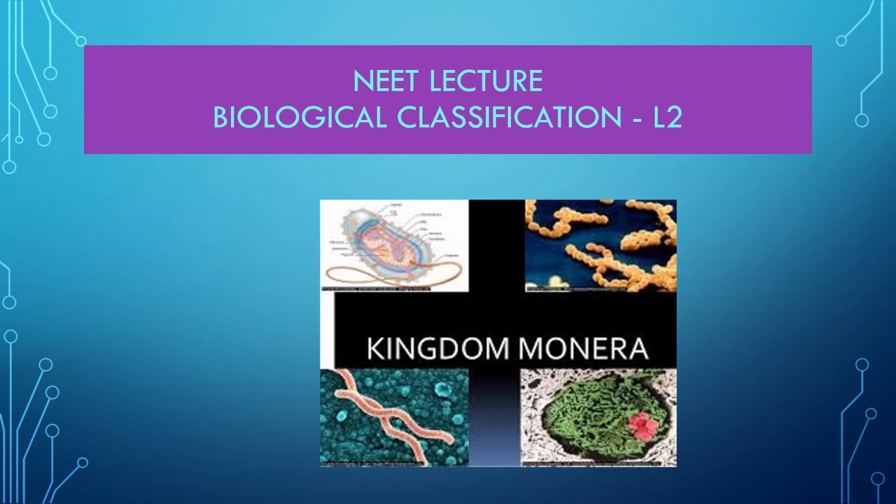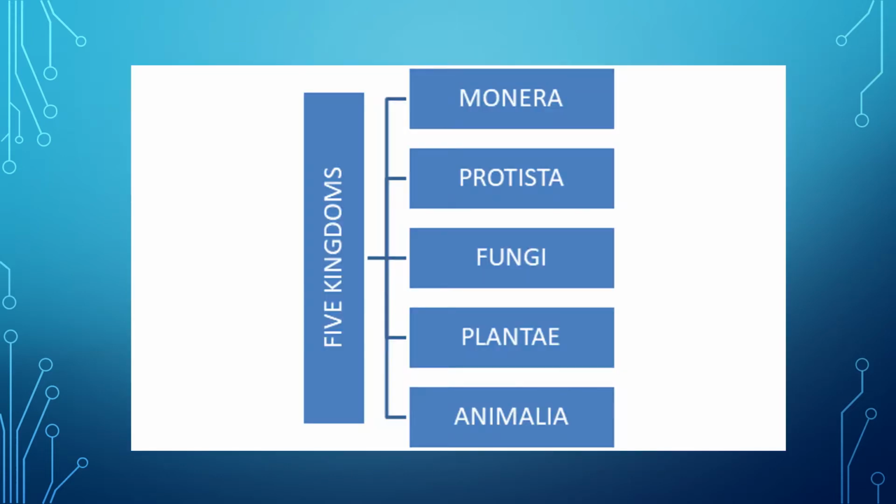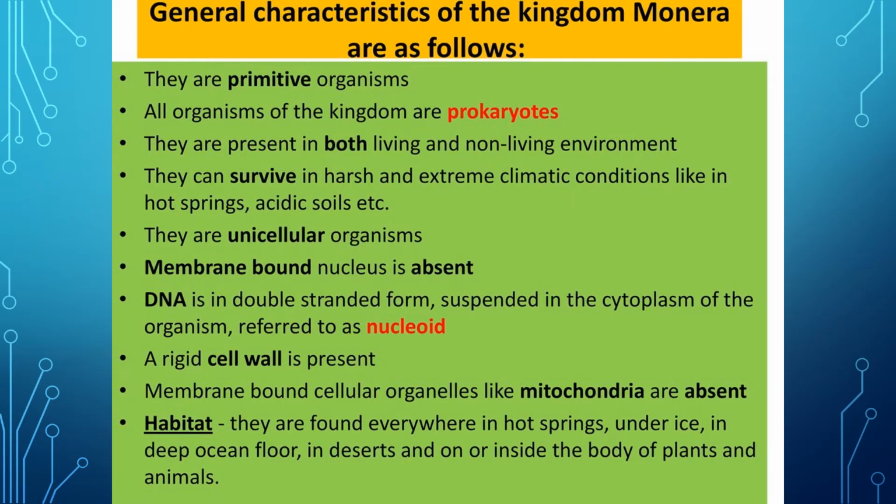Now, let's discuss R.H. Whittaker's five-kingdom system of classification. In that, we are going to discuss today about Kingdom Monera. According to the five-kingdom system of classification, the first kingdom is Monera, the second is Protista, the third is Fungi, the fourth is Plantae, and the fifth is Animalia. This lecture includes the characteristic features as well as the classification of Kingdom Monera.